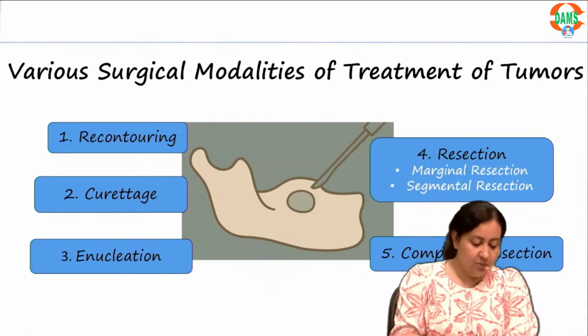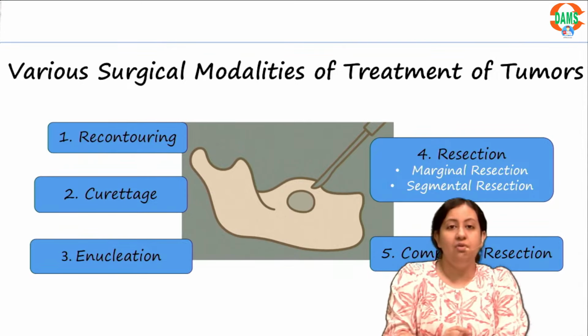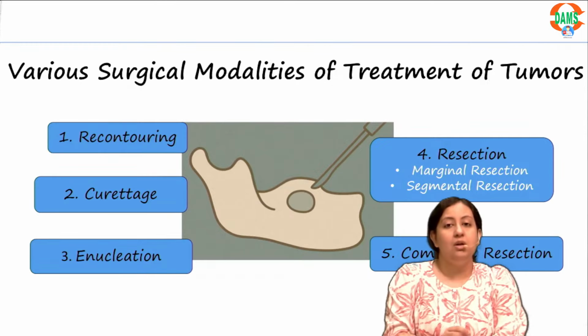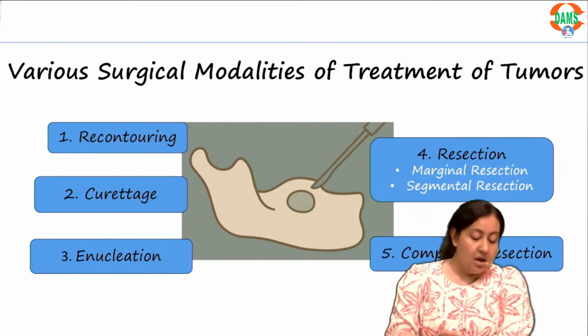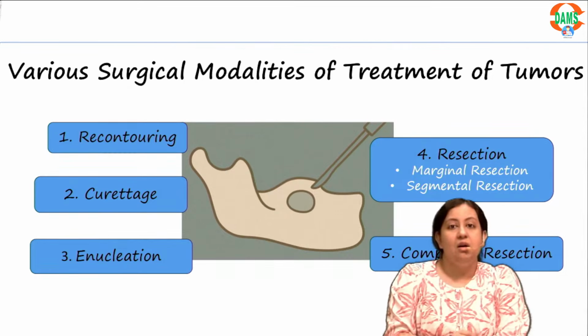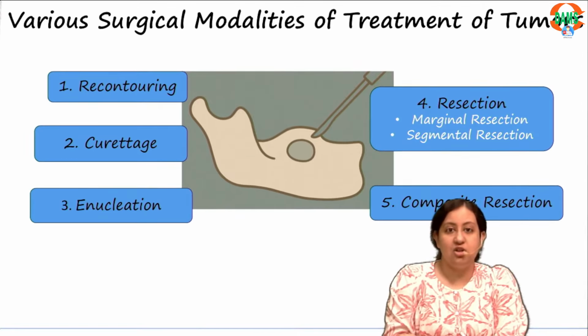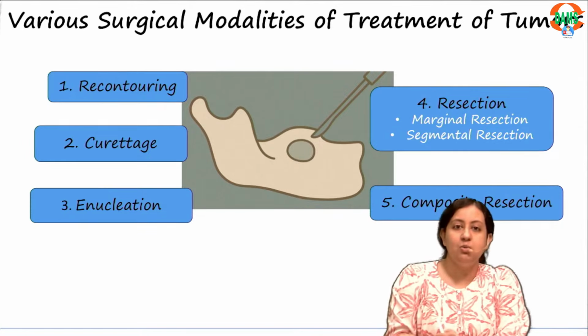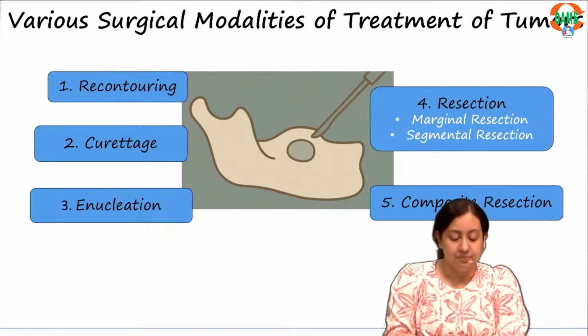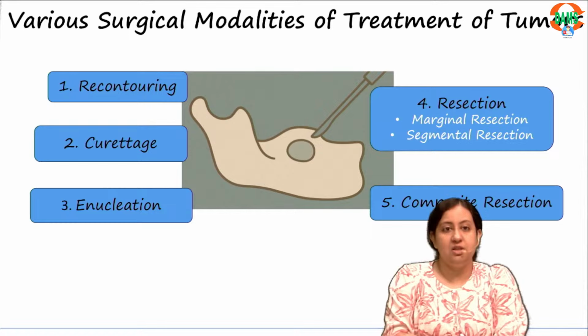Now let's see what are the various surgical modalities for treatment of tumors. These particular modalities that I've written down over here were the modalities given by Gold, Upton, and Marks. The first one is recontouring. Second one is curettage. Third one is enucleation. Fourth is resection. Under resection we have marginal resection and segmental resection, both of which we will be seeing in detail further into our session. And the fifth one is composite resection.